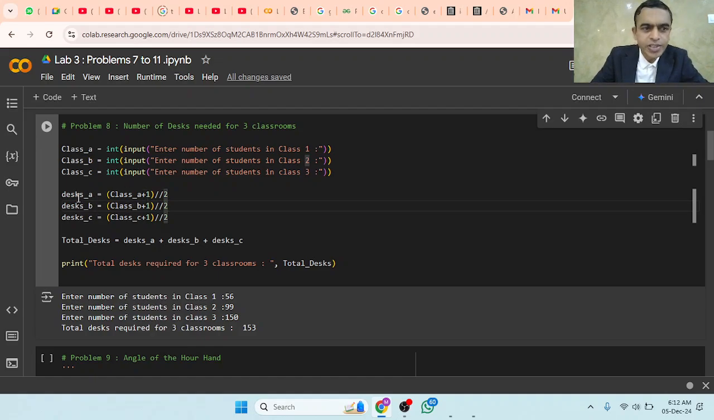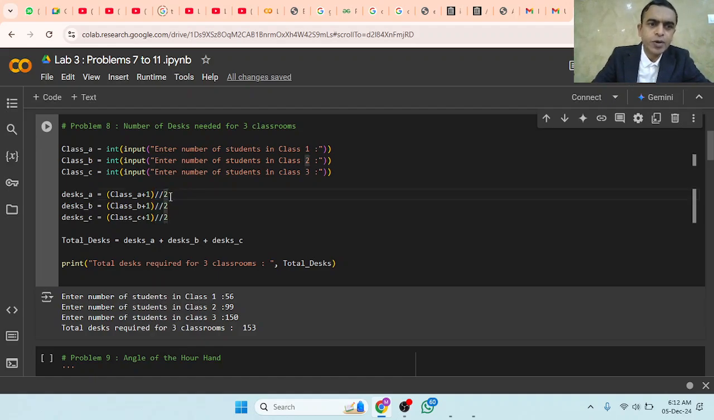Now look at this logic here. Desks required for A is equal to class underscore A, whatever that number is, plus 1. By default I add 1 and I do the floor division. This is what you see here, // 2. This is called floor division. That means it will give us the quotient of the division. Okay, we will come to the logic now.